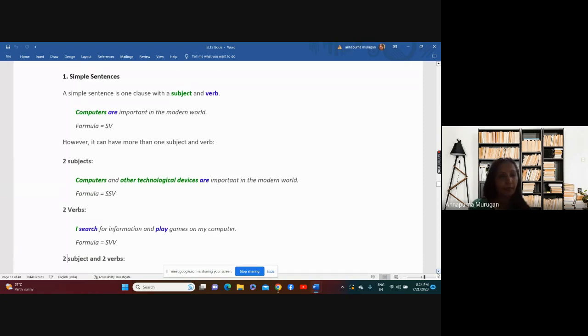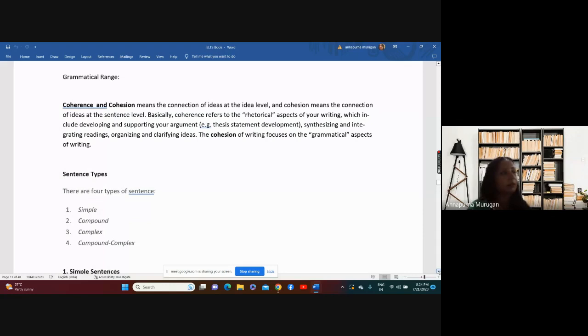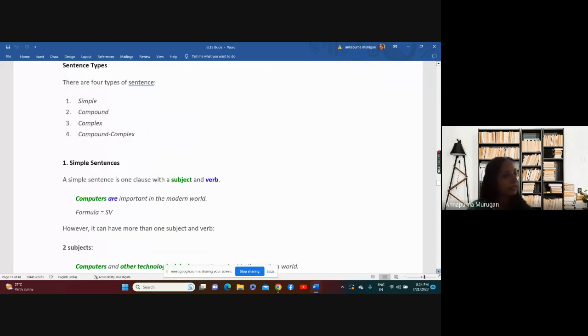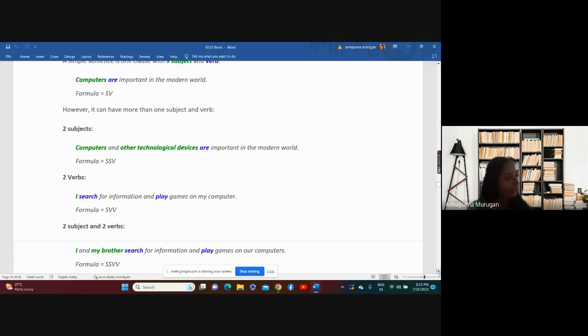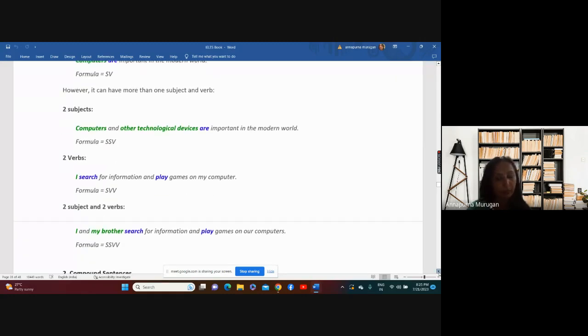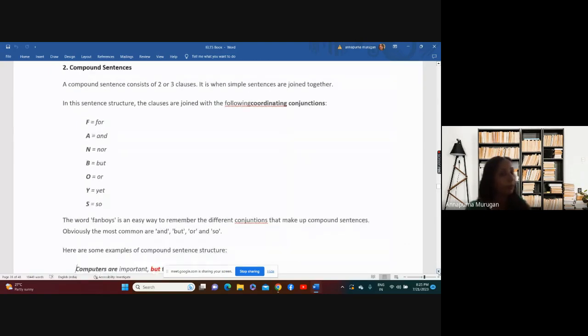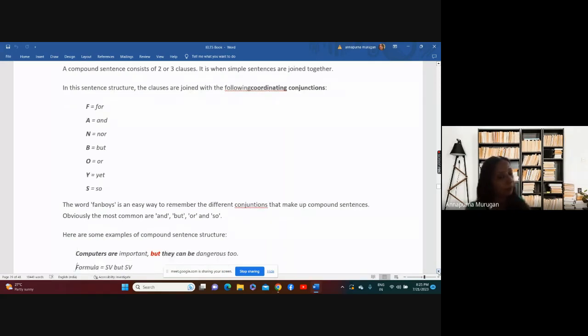Yes, guys. So here we have sentences. Simple sentences I've shown you. We have just a single subject and a single verb here. I have given the complete definitions with examples. Try to go through and make yourself understand that. Compound sentences: two or three clauses combined using FANBOYS, that is coordinating conjunctions. So that will be your compound sentence.